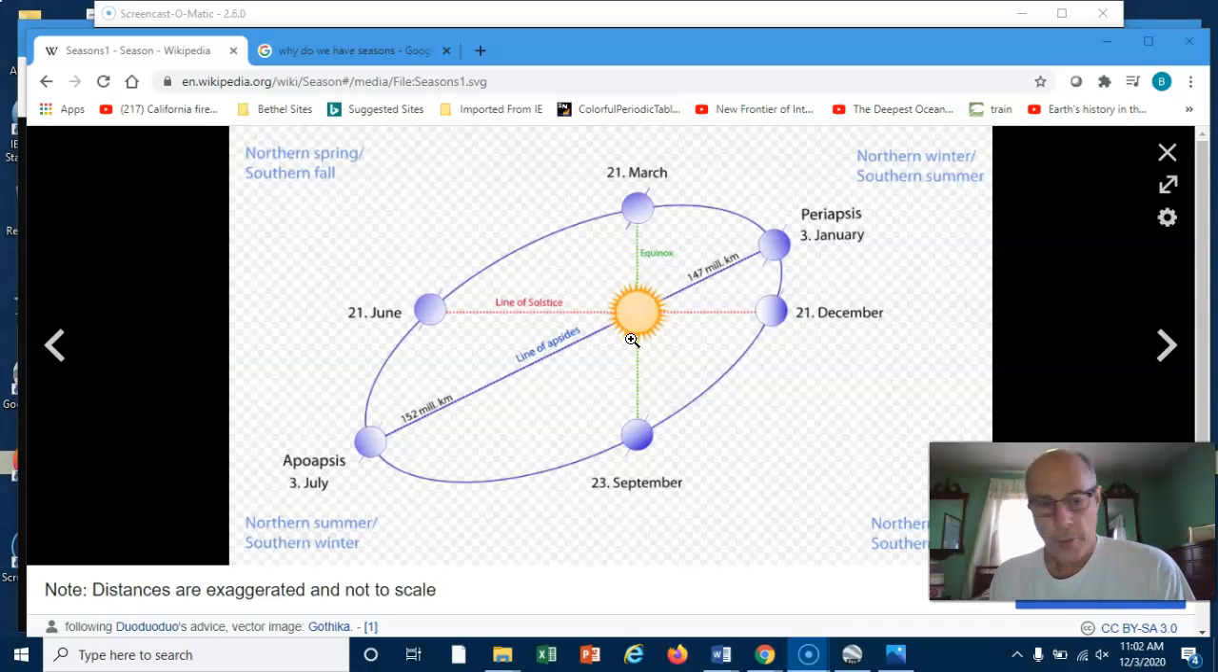The last two terms here are equinox and solstice. So if we look at this image, and this is Earth's path around the sun, we can see that it is indeed elliptical. We are closer at some points and farther away at others. There are 2 times of the year, though, when the amount of sunlight matches the amount of darkness, and we would call those equinoxes. It means equal night. And there are exactly 12 hours of day and 12 hours of night.